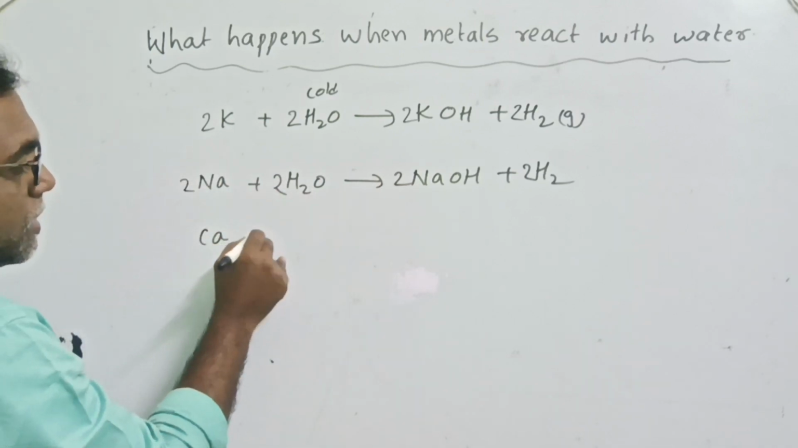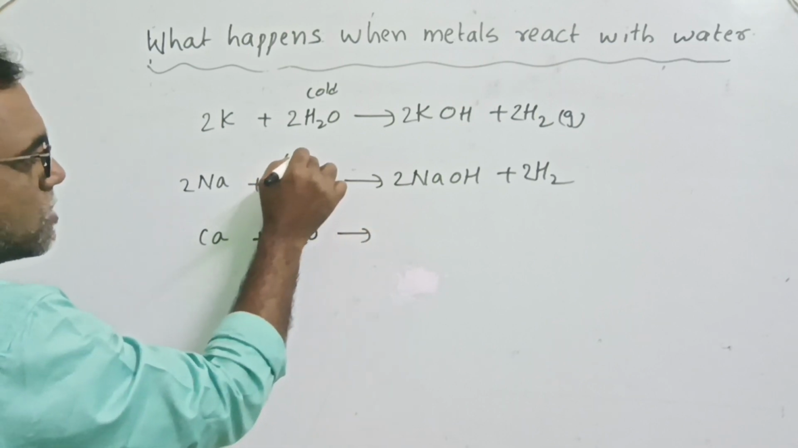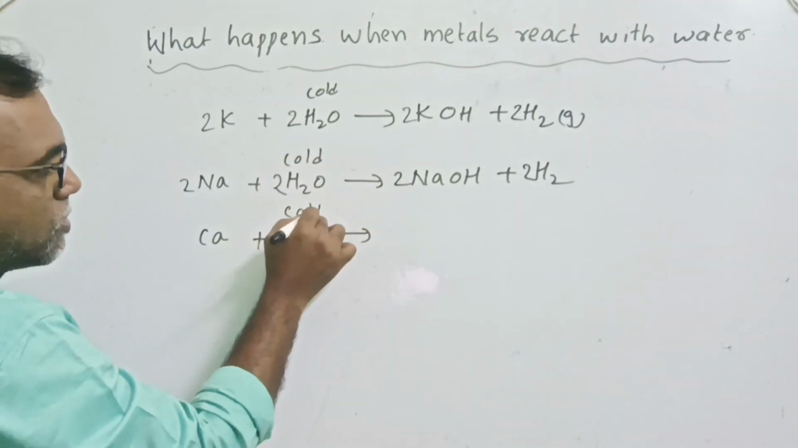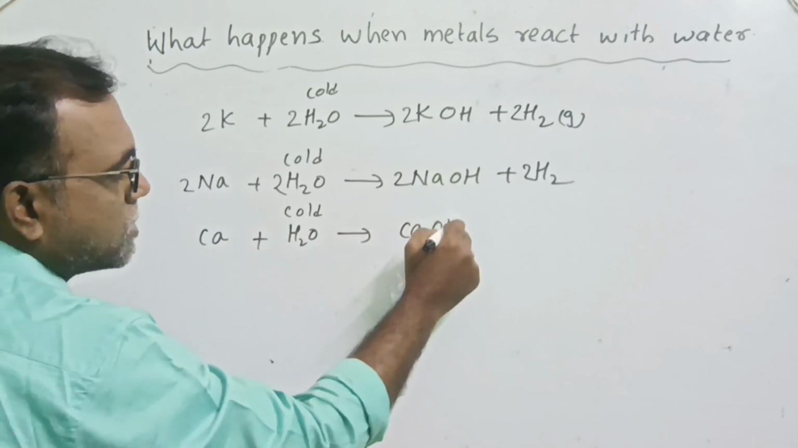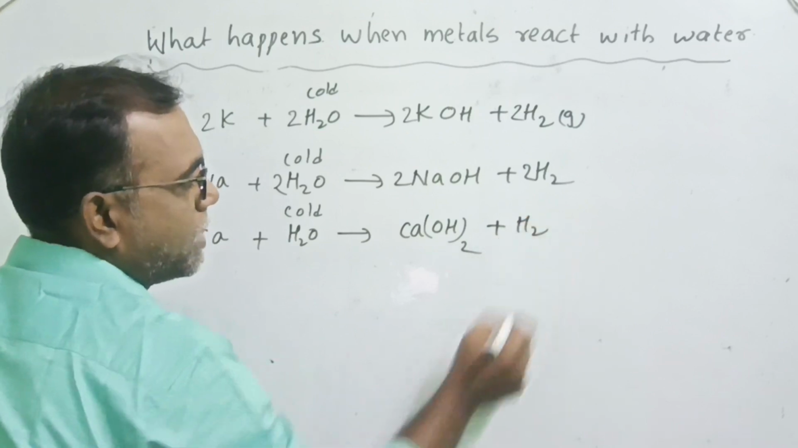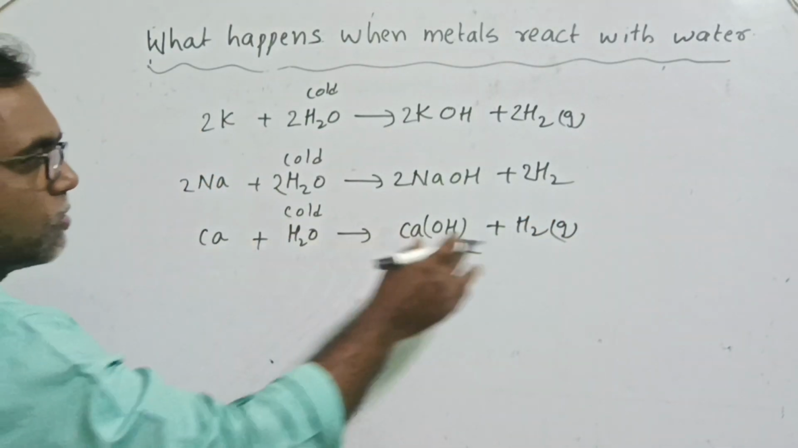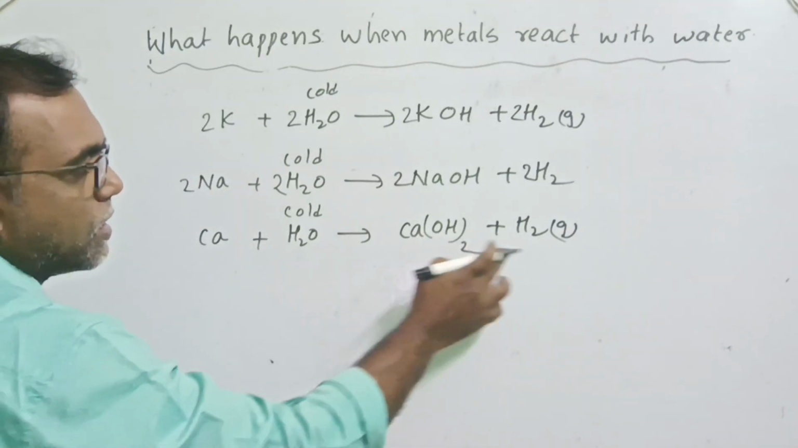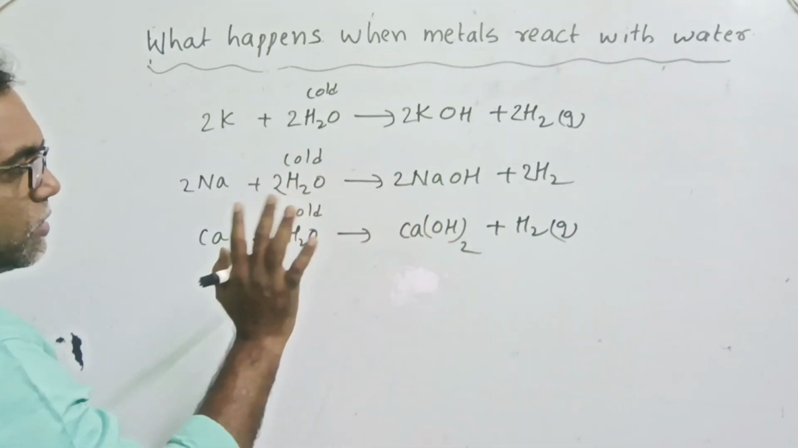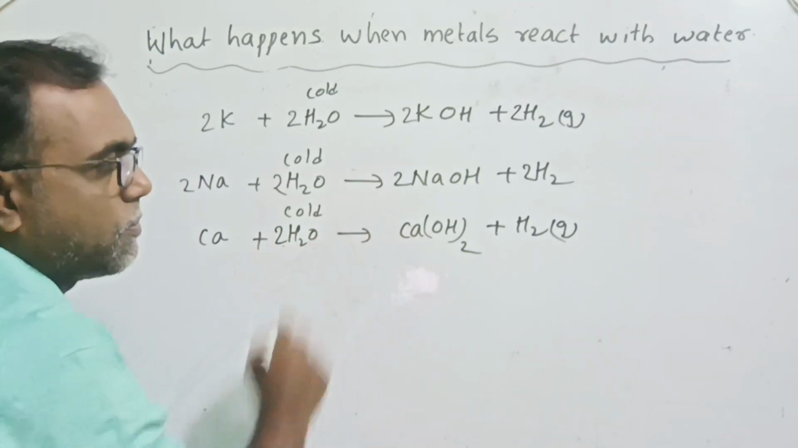Calcium atom, calcium reacts with water. Which water? Cold water. Okay, so here also cold water and here also cold water. It will form calcium hydroxide and releases hydrogen gas. So here how to balance this? Here 2 hydrogen atoms are there and here 2 hydrogen atoms, there are totally 4. So 2 hydrogen atoms and 2 oxygen atoms balance.